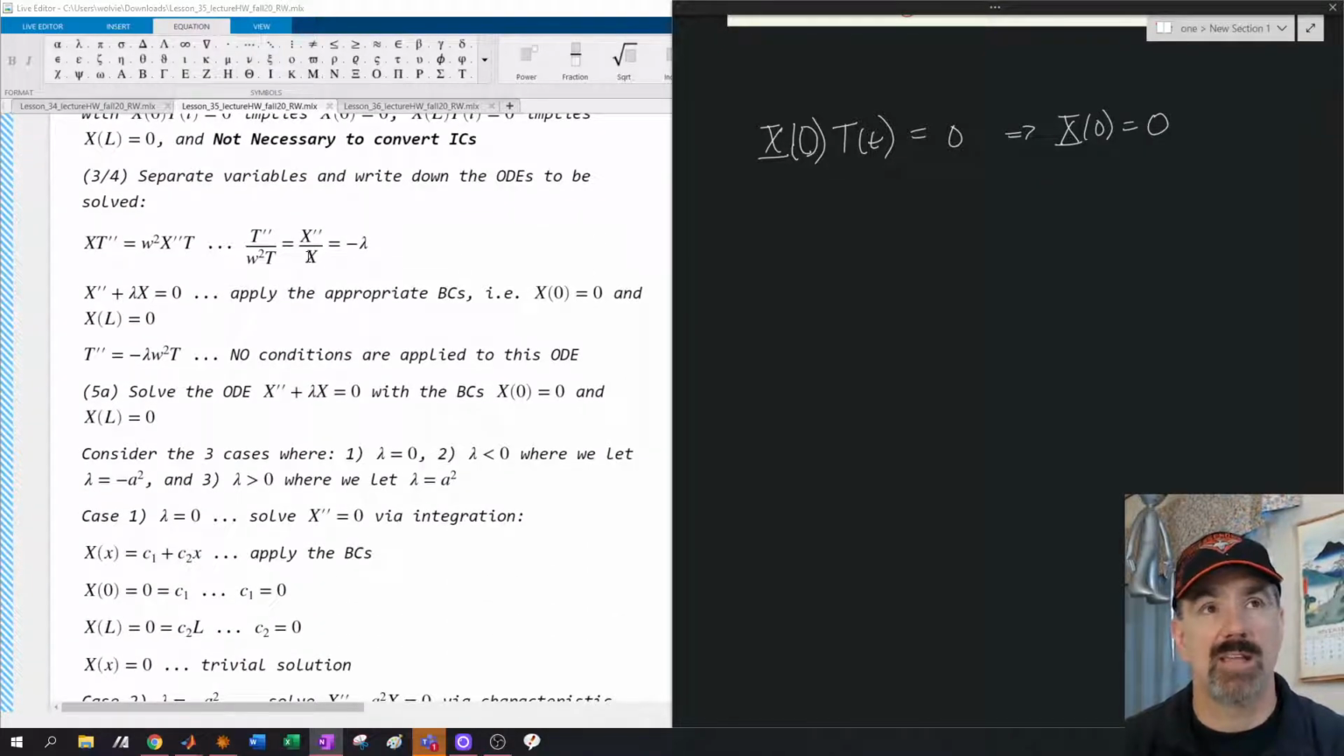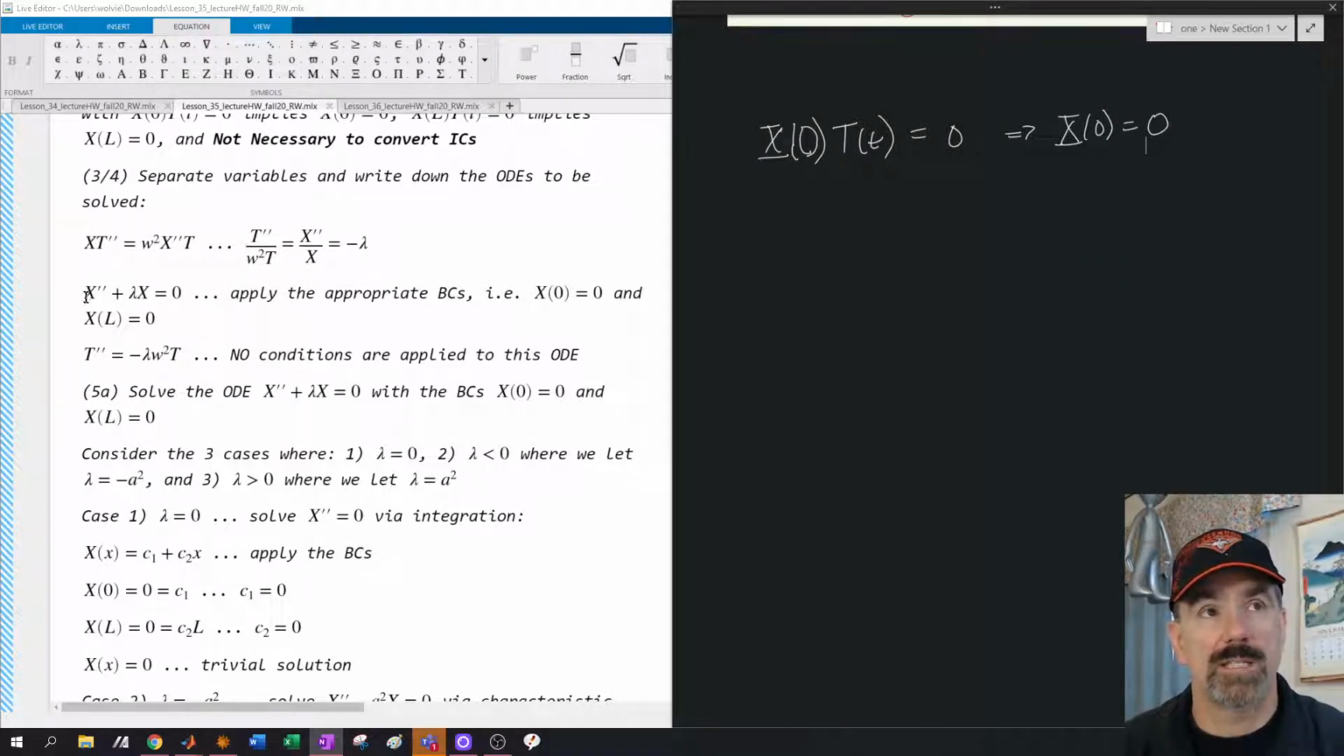So steps 3 and 4, I combine those together. We're going to separate. We're going to recognize the fact that here we have a function of t, and that's equal to some function of x for all values of x and t, and the only way that's possible is if they're equal to a constant, and again we pick negative lambda as our separation constant. That gives us two ODEs.